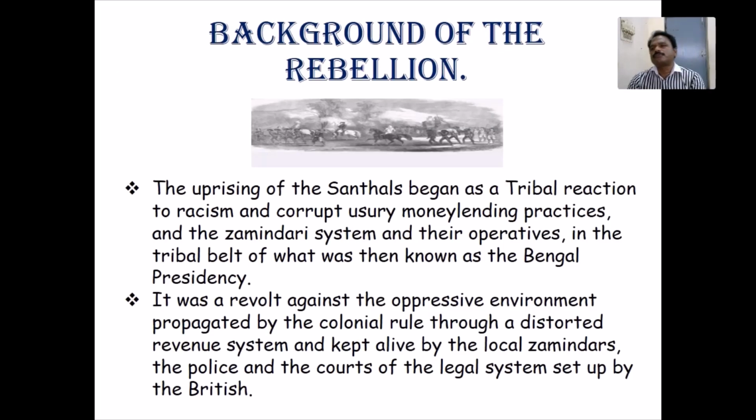So now, we already discussed the reason and background of this rebellion. The uprising of the Santals began as a tribal reaction to racism, corrupt usurious moneylending practices and the zamindar system, whose operatives were in the tribal belt known as the Bengal Presidency. The zamindars and the upper caste landlords started to exploit the Santals. So this is the reason.